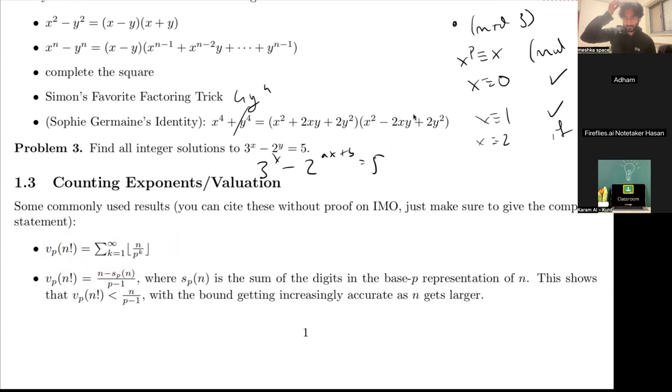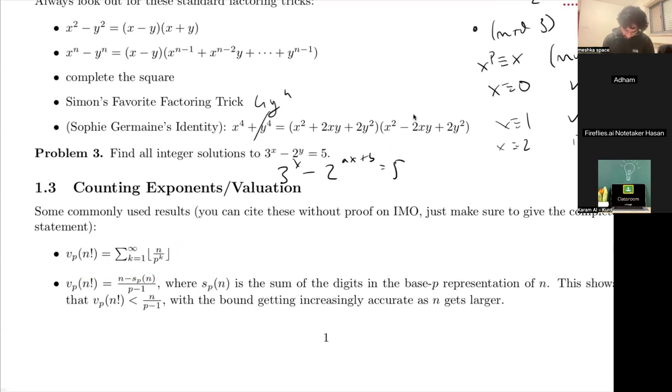Do you guys know this formula and how to prove it? No, I've never seen it before. Okay, then I should explain it. Let's say I wanted to know v3 of 100 factorial. How many powers of 3 will I see in 100 factorial? Well, I multiply it out. For every multiple of 3 between 0 and 100, I see a power of 3.